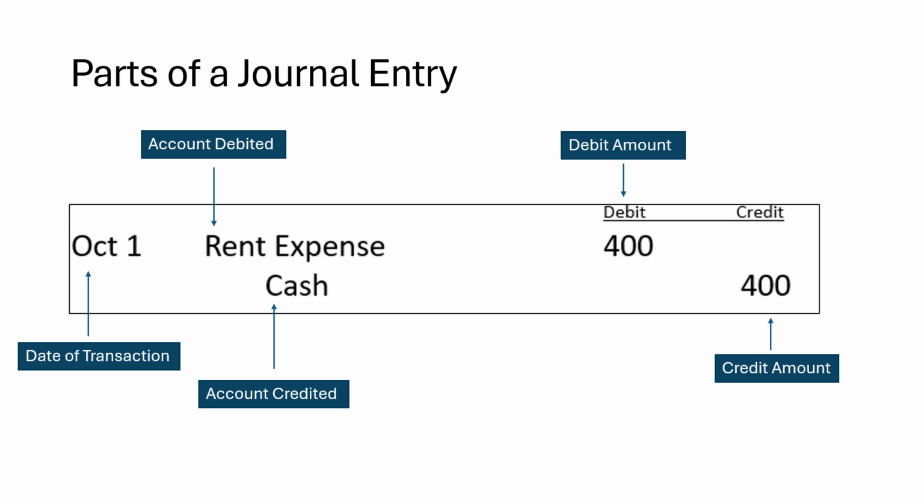This is an illustration of the journal entry that I just showed you, to break down the parts of the journal entry itself. So you have the date of the transaction, the account that you're debiting, the account that you're crediting, then the amount of your debit, and the amount of your credit.